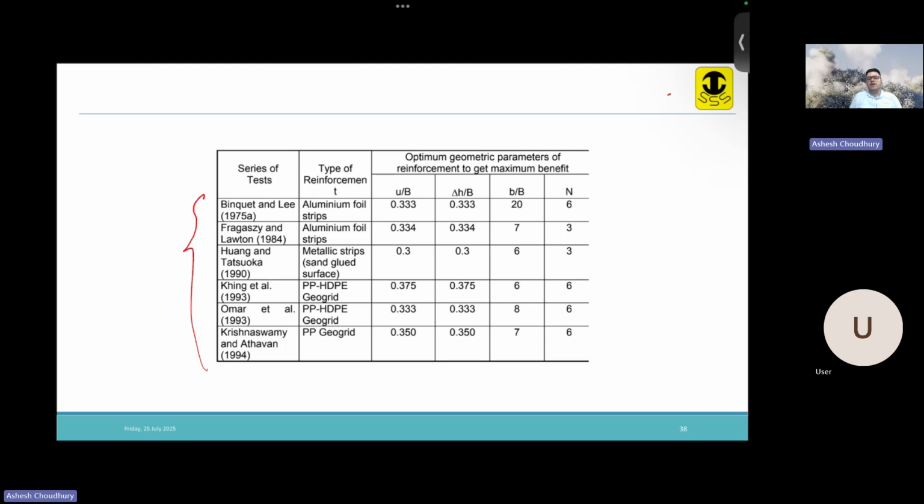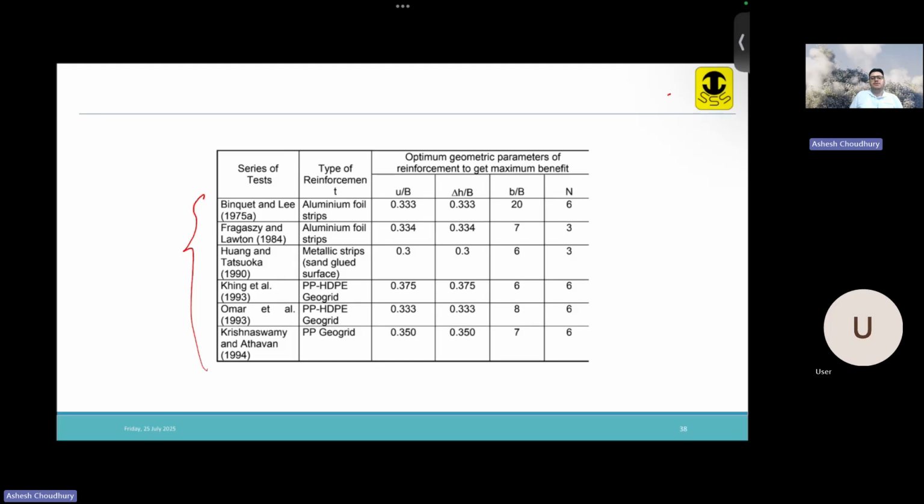Now, what is small u by B? Small u is nothing but the depth of the first reinforcement, that is, at what depth below the base of the footing we need to start placing the reinforcement. That is my u by B, and that is also very important. Maximum you can see it's 0.33, which is 1 by 3. So u by B equal to 1 by 3 is mostly optimal. Now delta H by B: delta H is nothing but the spacing of the reinforcement, that is also around 0.33.